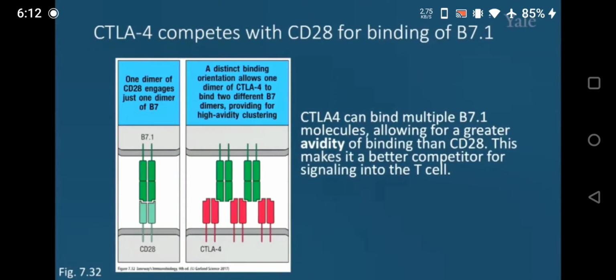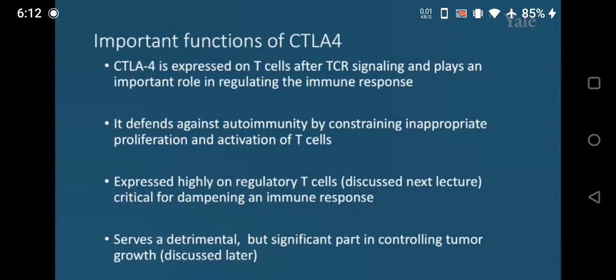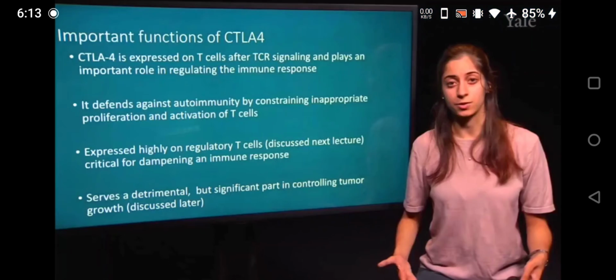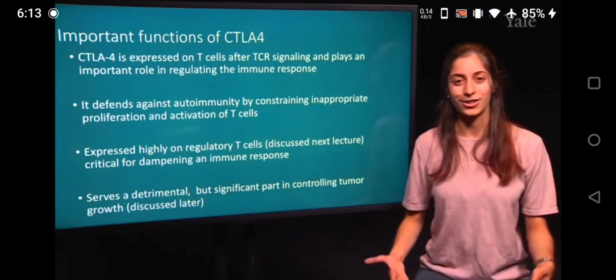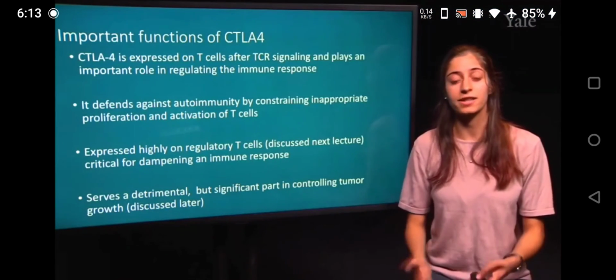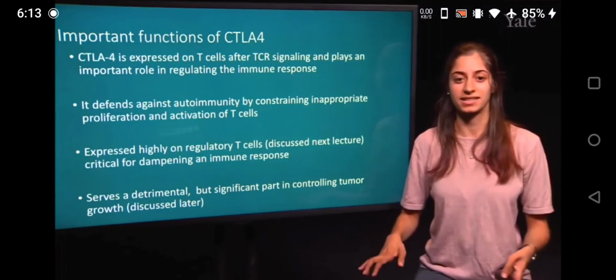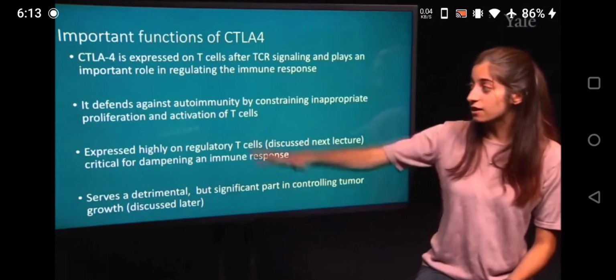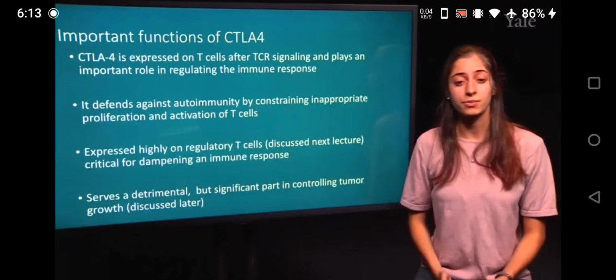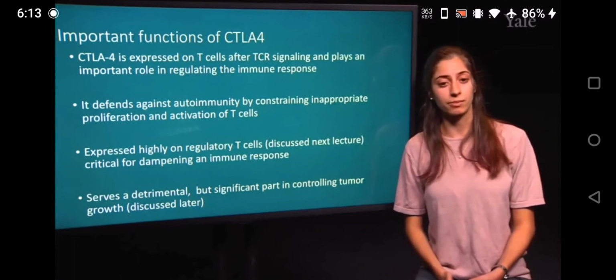So what are some important functions of CTLA-4? Well, CTLA-4 is expressed on T cells after TCR signaling and it plays an important role in regulating the immune response. Once you activate an adaptive response, you can't have it go on forever, so CTLA-4 is helpful in downregulating that response and putting you back at your normal homeostatic state. CTLA-4 also defends against autoimmunity by constraining inappropriate proliferation and activation of T cells.